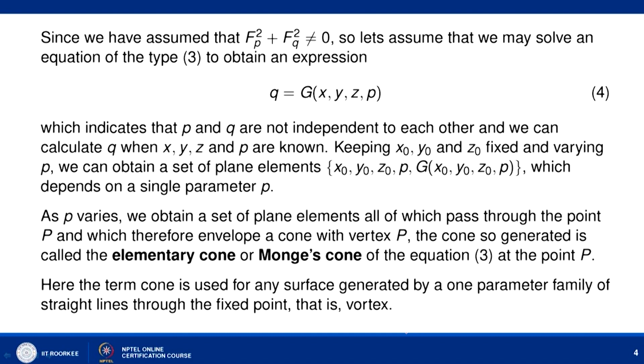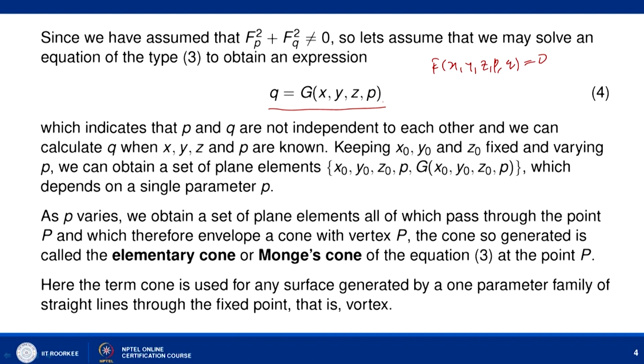So, let us assume that fq is not 0, then we can always solve our equation f of x, y, z, p, q equal to 0 in terms of q, that is q equal to g of x, y, z, comma p. Now, this equation indicates that p and q are not independent at any given point.